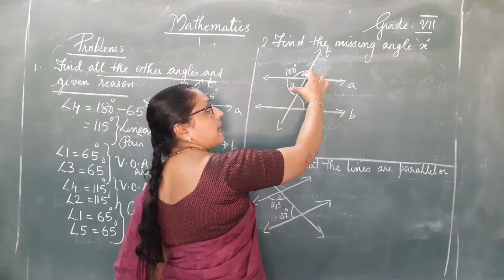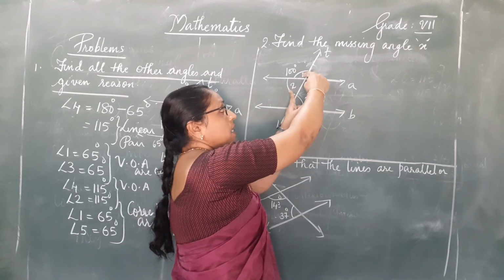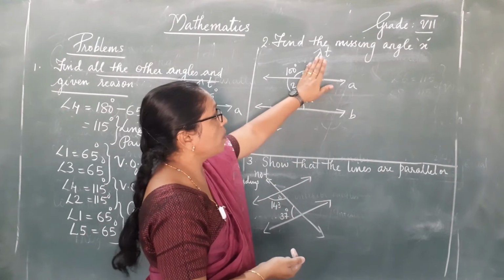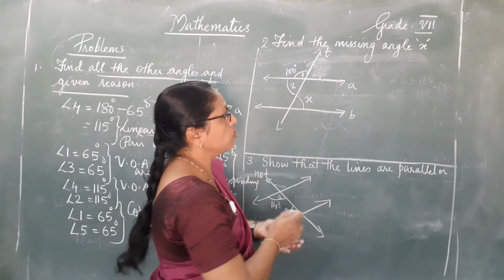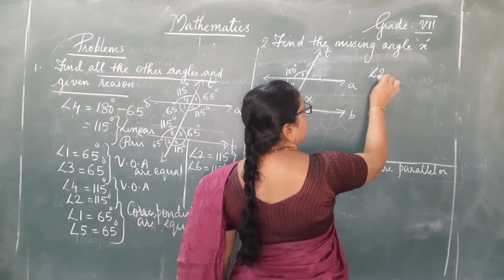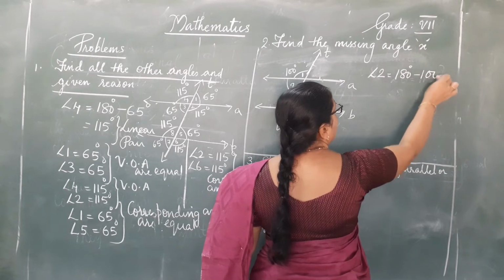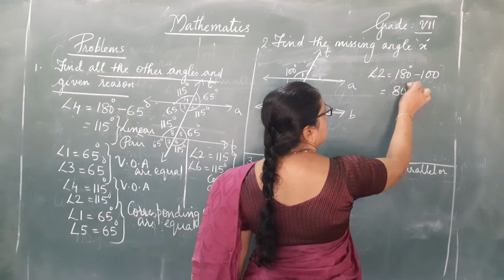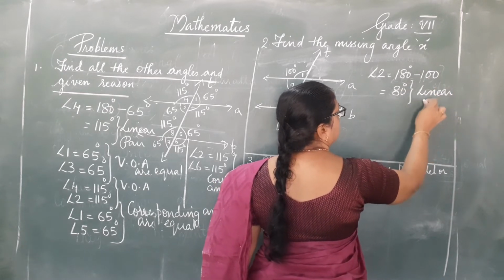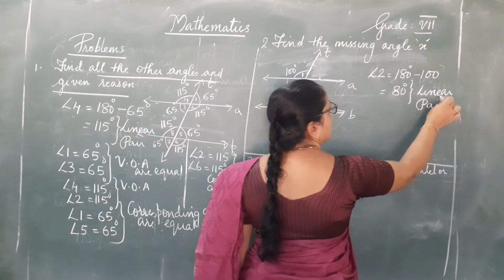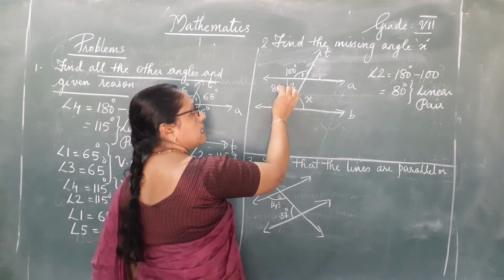How do you find the attached angles? What property will you use? When the angles are close by attached, which property do we use? This property is known as linear pair. So how do you find angle 2? Angle 2 is equal to 180 minus 100, which is equal to 80 degrees. Reason is linear pair. Okay, so you got this angle as 80 degrees.